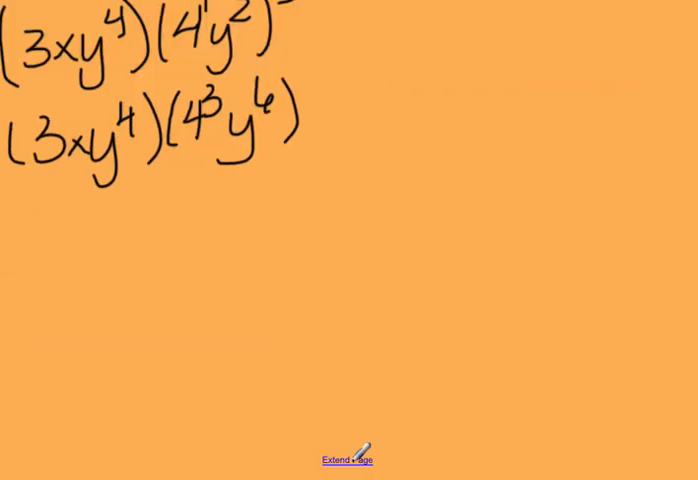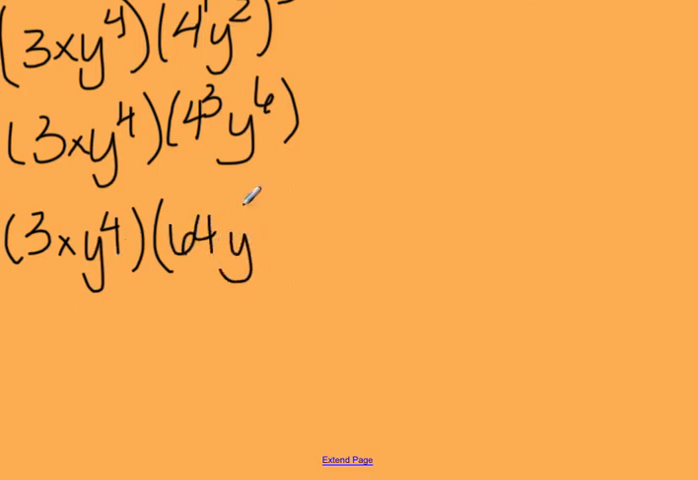So we're getting down there, simplifying it out. So I have 3xy to the 4th, and then 4 to the 3rd power is the same as 4 times 4 times 4, which is 64, and then I have y to the 6th.